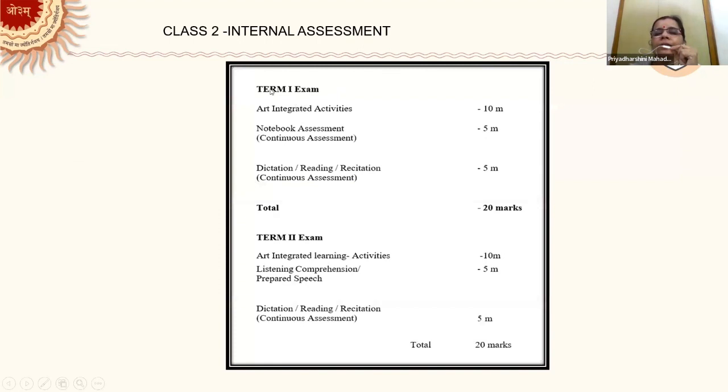Then term 1 exams, we will have this internal exam for 20 marks. We will have some activities based on art integrated activities, notebook assessment, then dictation, reading, recitation. So 10 plus 5 plus 5, 20 marks for term 1. Term 2, again, we will have art integrated activities for 10 marks, listening comprehension, prepared speech for 5, dictation, reading or recitation for 5.